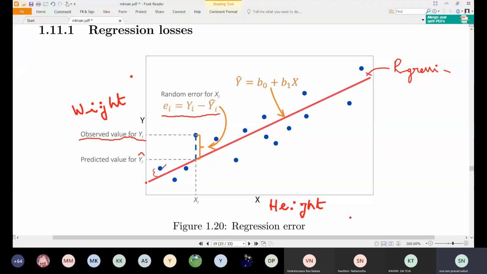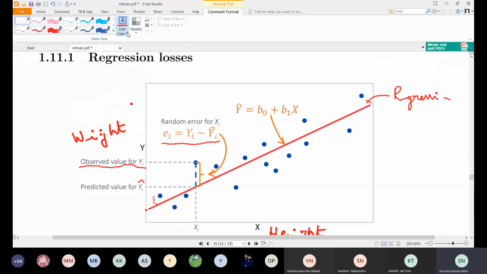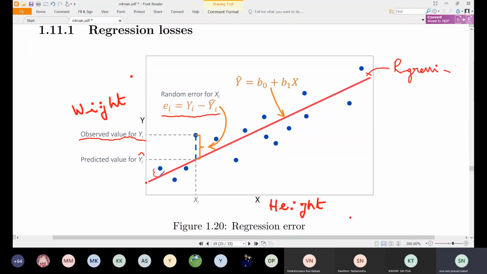His actual weight is greater than the predicted weight. How do you know the predicted weight for the first example? The predicted weight is this, whereas the actual weight is this. So the difference between them, E1, the error for the first example, is the actual weight minus the predicted weight. Similarly, calculate the error for all the examples.